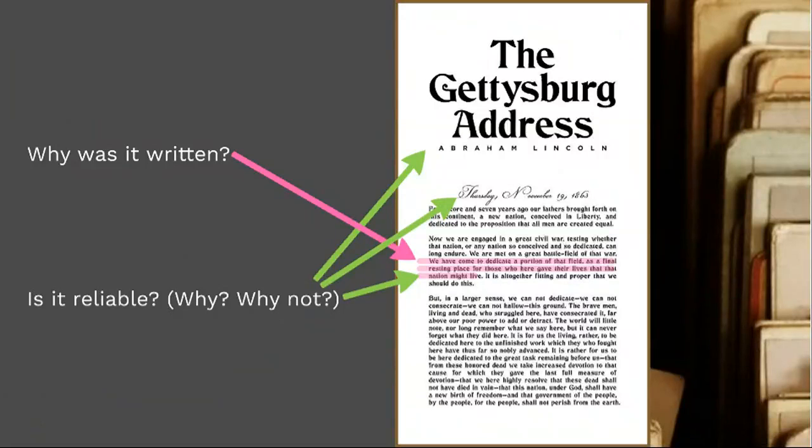Two of the more important questions you'll need to answer are these final two. In most cases, you will find out why the document was written through context clues in the document. In our document, we see that this speech is written to dedicate the battlefield to the men that died fighting.